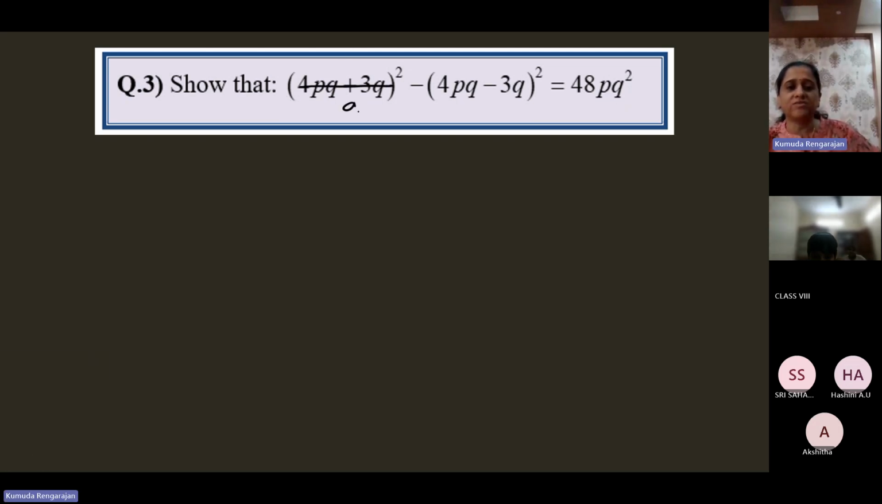And this you can do in two ways. You can treat this as a squared minus b squared and write it as a plus b into a minus b. Or you can expand this, treating it as a plus b the whole square, and expand this, treating it as a minus b the whole square.